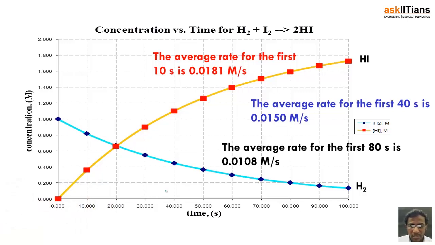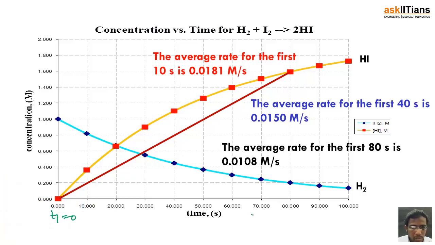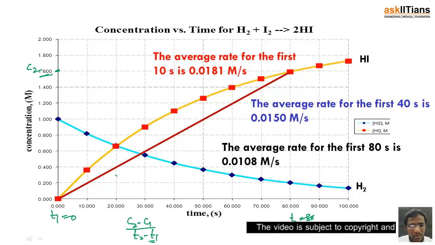Let's calculate it for the first 80 seconds. So T1 is 0 and T2 is 80 seconds. From the graph, at T1 the concentration is 0, so C1 is 0, and at T2 the concentration is 1.6, this is C2. So we can calculate C2 minus C1 divided by T2 minus T1, which will give us the average rate in the first 80 seconds. Similarly, you can calculate it over some other interval of time.